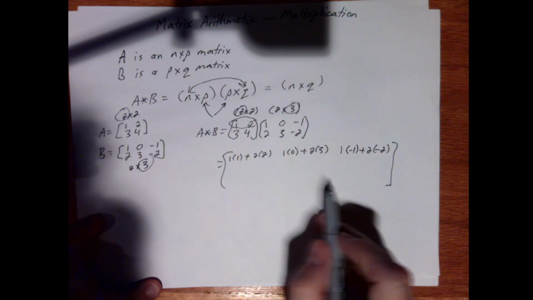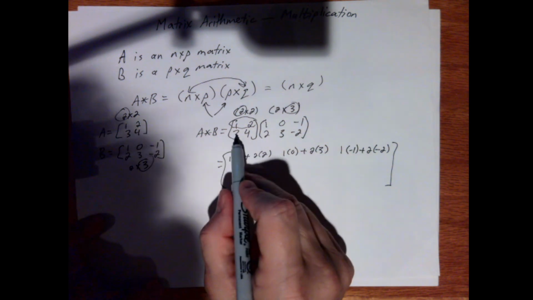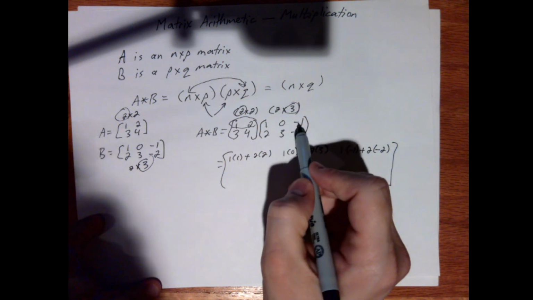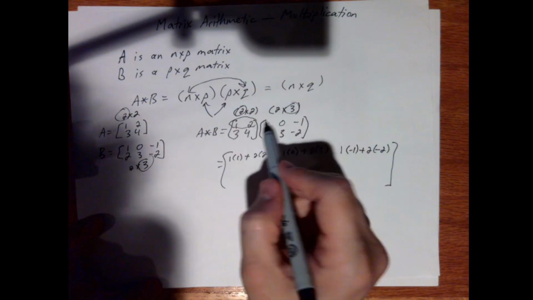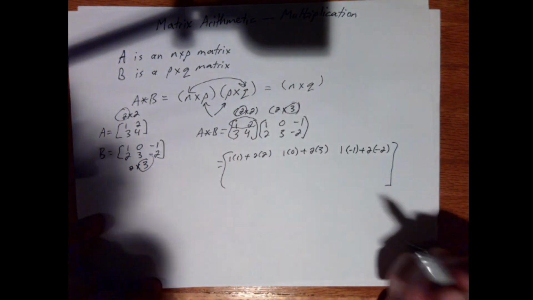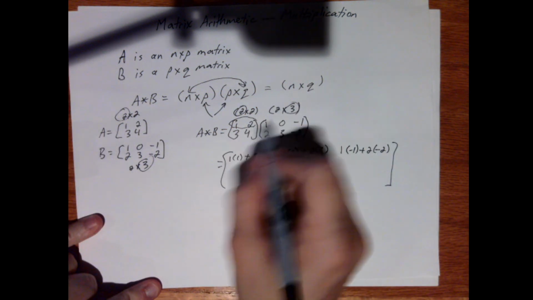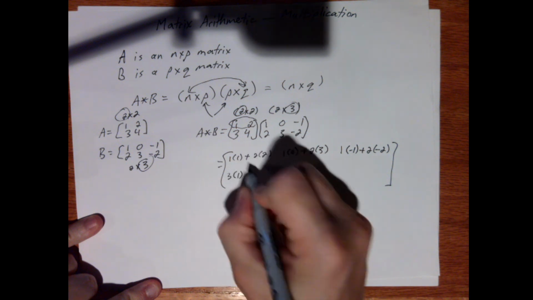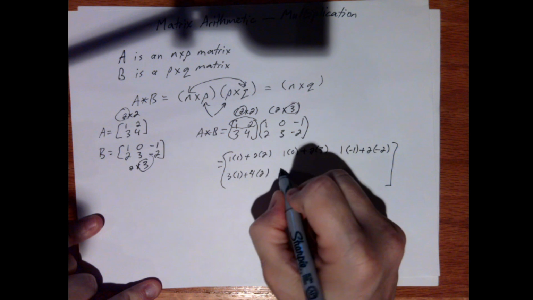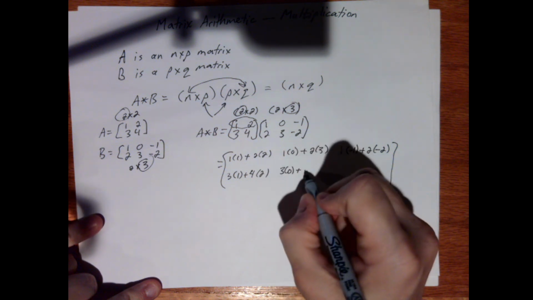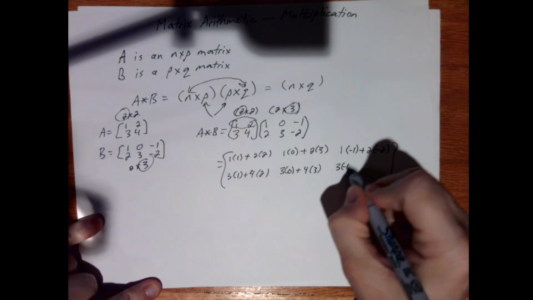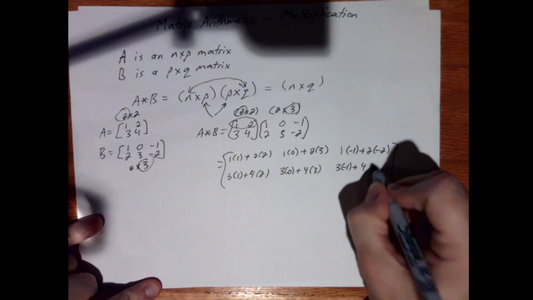To get the second row, now I'm going to take this second row of A, turn it sideways, and match it up with each of the three columns of B, produce the products of the corresponding elements, produce the sums of those products, and that will give me three numbers at the bottom. So that then will be 3 times 1 plus 4 times 2. 3 times 0 plus 4 times 3. 3 times minus 1 plus 4 times minus 2.